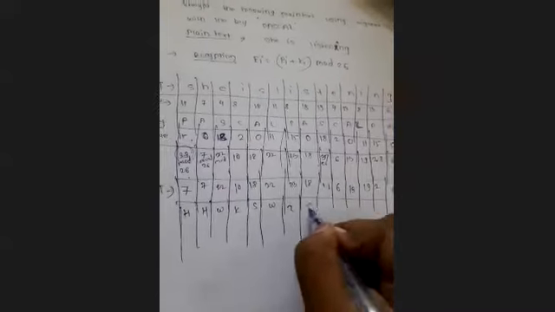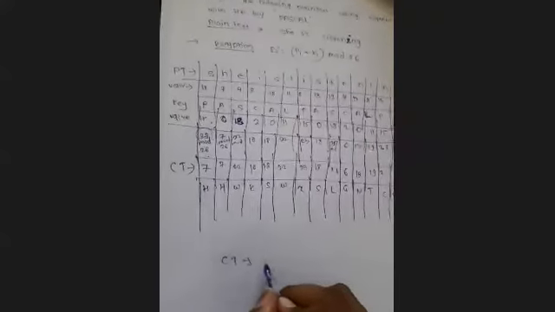18 is S. 11 is L. 6 is representing G. 13 is N. 19 T. 2 is C. And the 6 will be G.